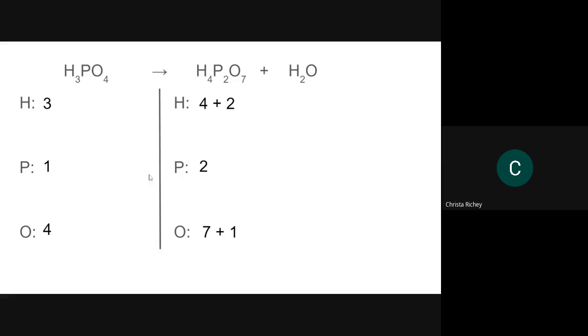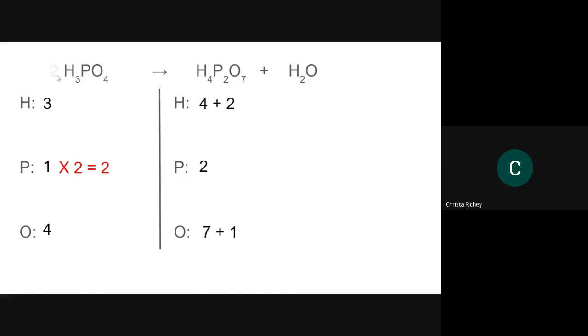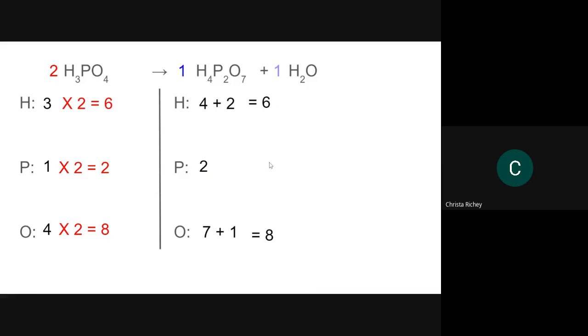So I'm going to start with phosphorus because these guys are ugly. So I know that I can do 1 times 2 is 2. This 2 is going to go in front of the entire compound. So it's also going to change the hydrogen to have 2 times 3 is 6, and the oxygen 2 times 4 is 8. Well, 4 plus 2 is 6. 7 plus 1 is 8. 6 is 6. 2 is 2. 8 is 8. That means that my missing numbers here are 1s.